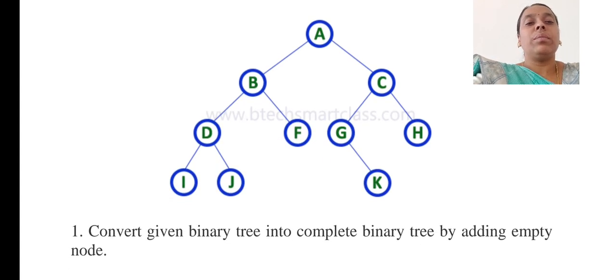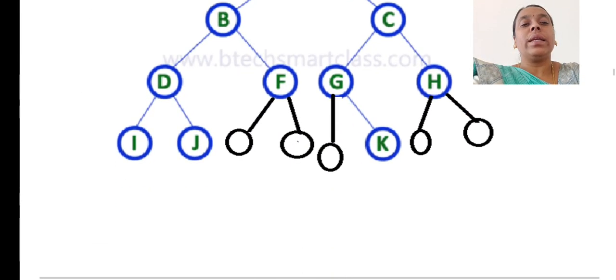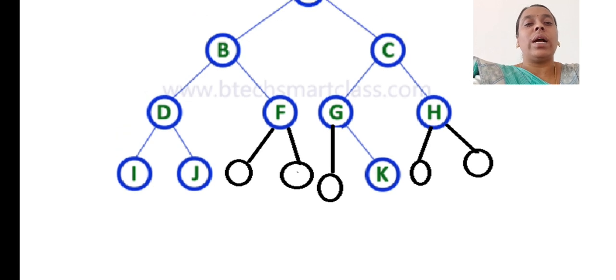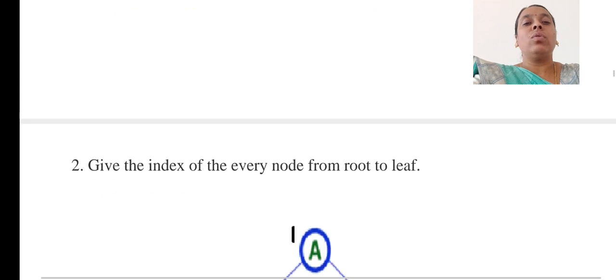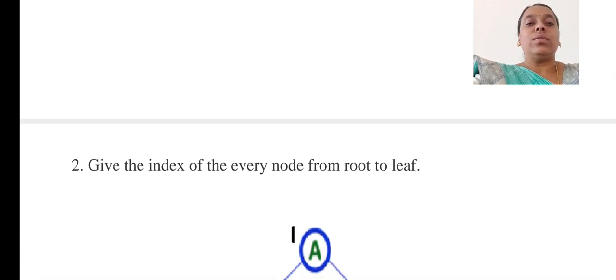This is a binary tree example. In this binary tree, first of all we convert it into a complete binary tree by adding empty nodes. Here we add the empty nodes for the nodes F, G and H, so that all leaf levels are equal in the complete binary tree. And then we put the index for every node from root to leaf.